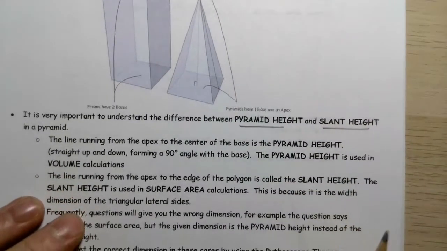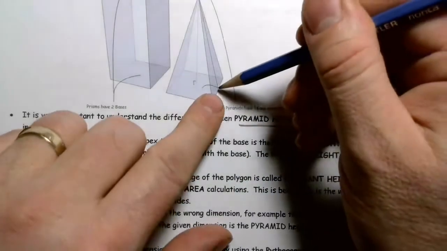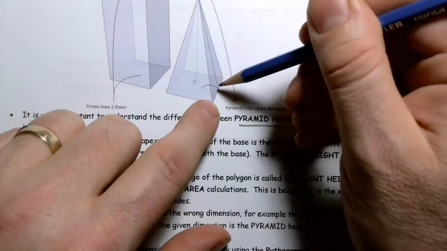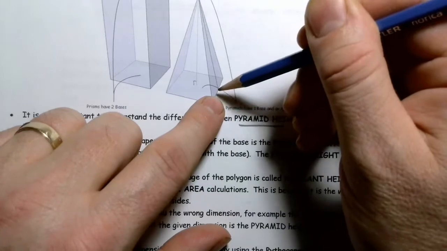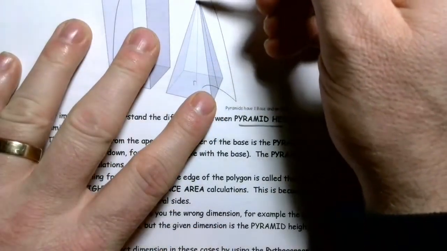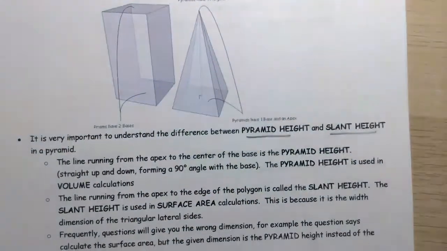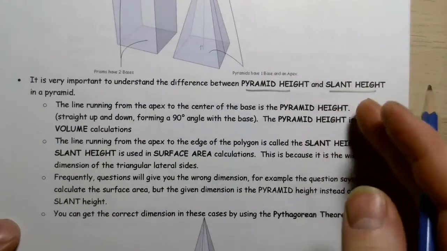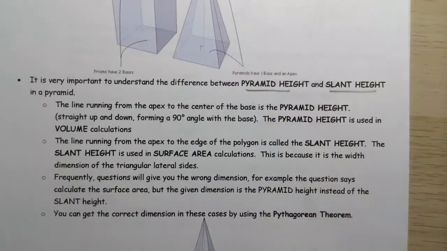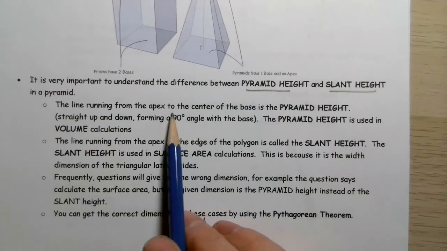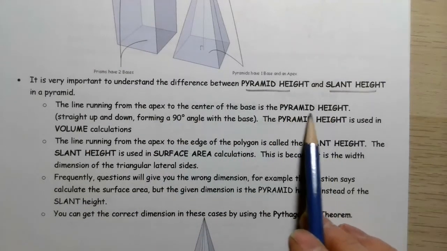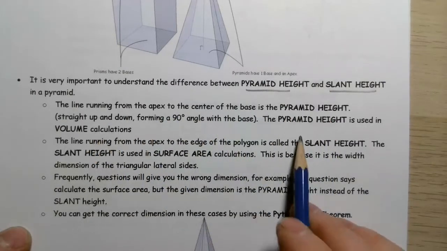That is different than the slant height, which is the length from the midpoint of the side, the edge, along the triangular face up to the apex. That's the slant height. It's called the slant height because it's the one that's leaning over. So the line running up from the apex to the center is called the pyramid height, like I just said. It's 90 degrees to the base.